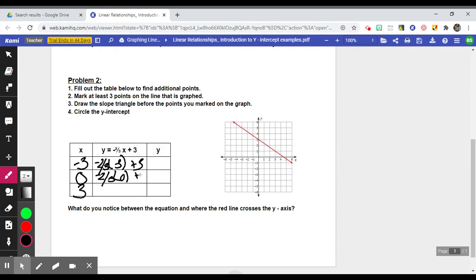Give me a moment to write these in. Hopefully you guys can read that. It's a little sloppy. Okay, so we have -2/3. We're multiplying that by -3, and then we're adding 3 to that.